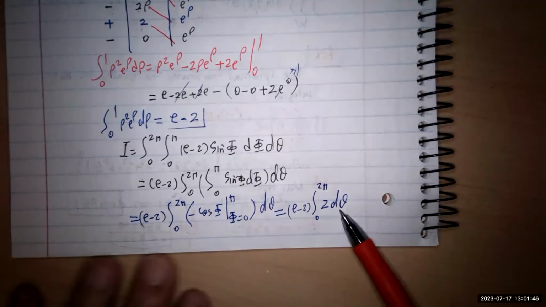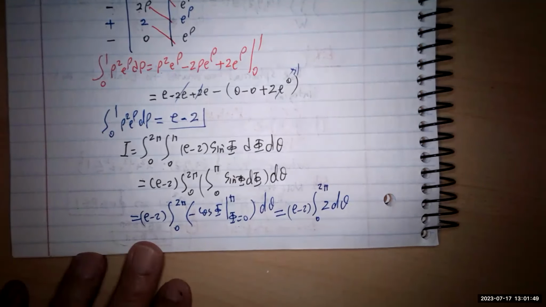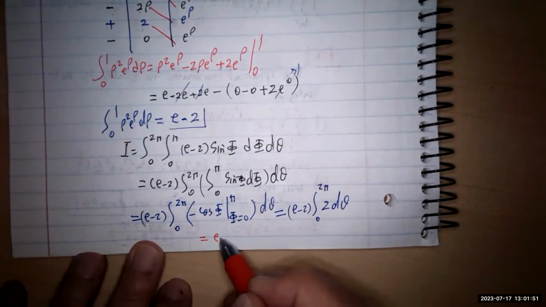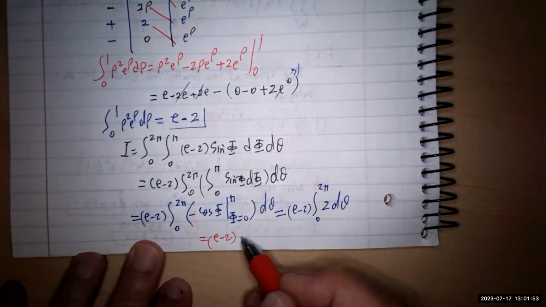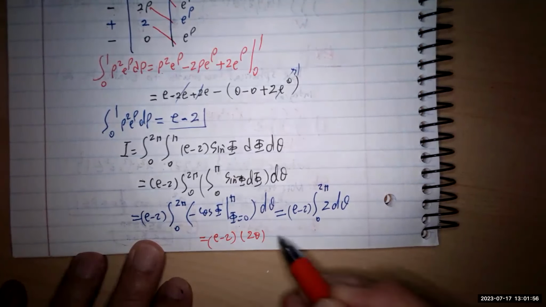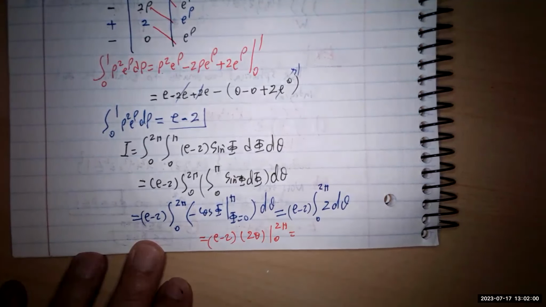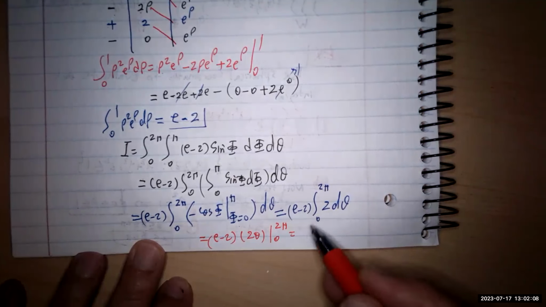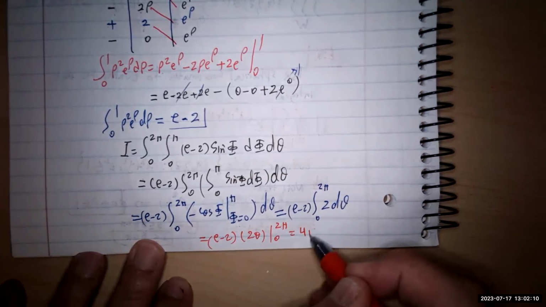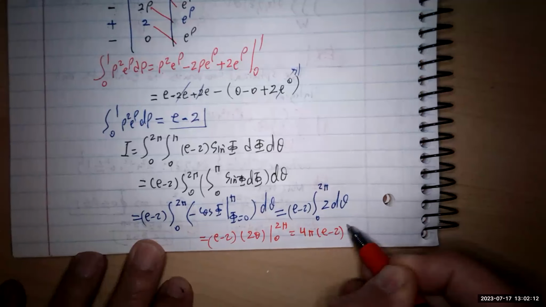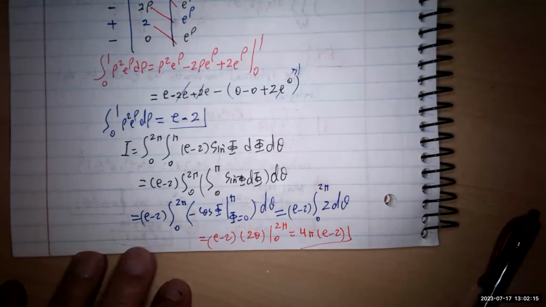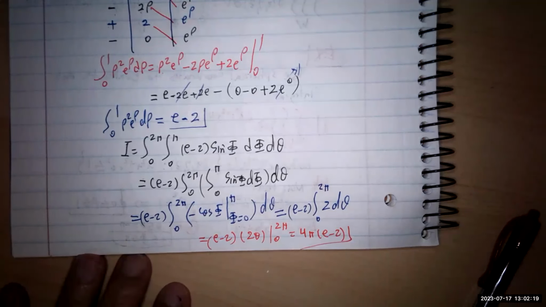Now you integrate it, that gives you 2 theta. So it's equal to e minus 2 times 2 theta from 0 to 2 pi. You won't get anything when you put the 0, but if you put the 2 pi, that gives you 4 pi. Okay, so that gives you 4 pi times e minus 2, the final answer. Okay, so this is going to be the first one.